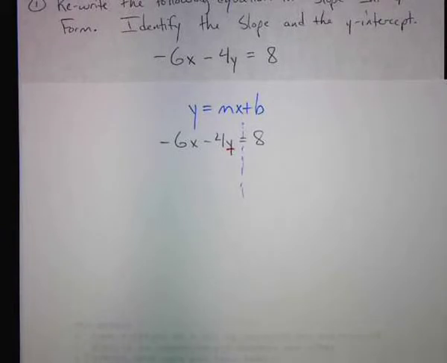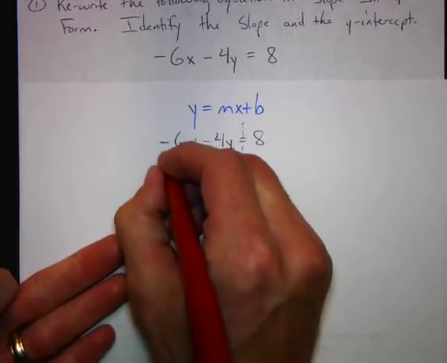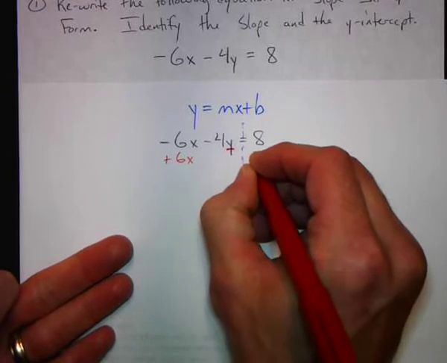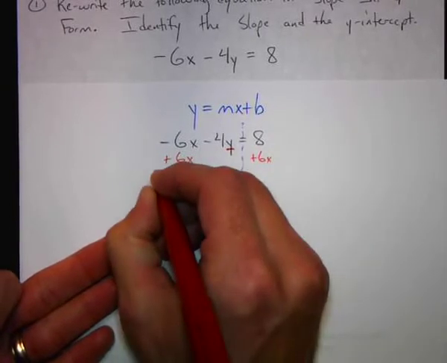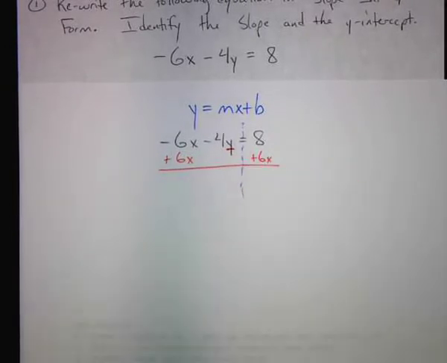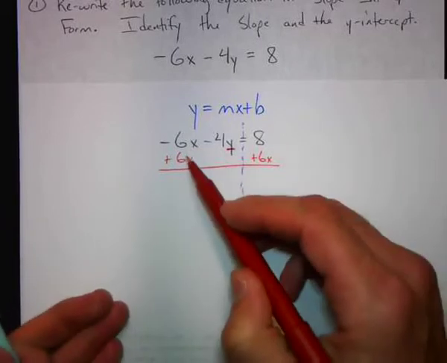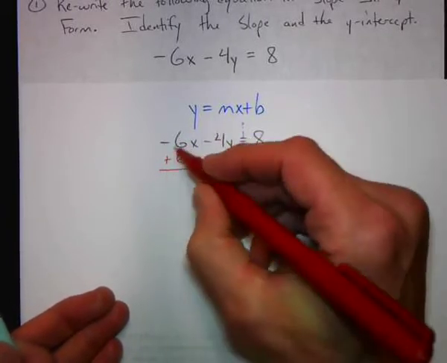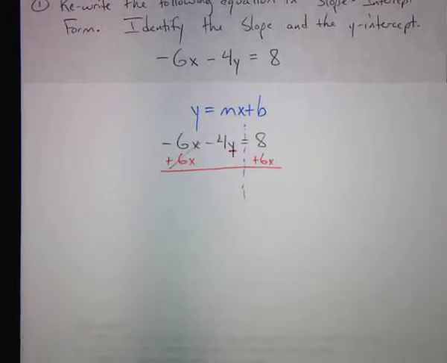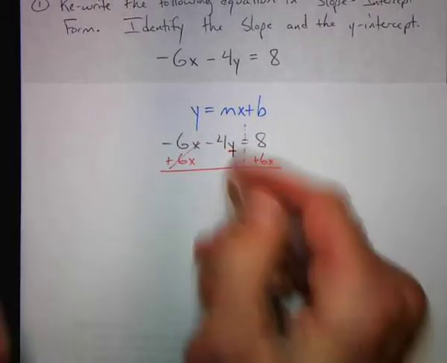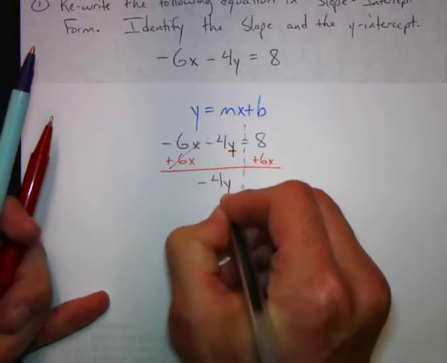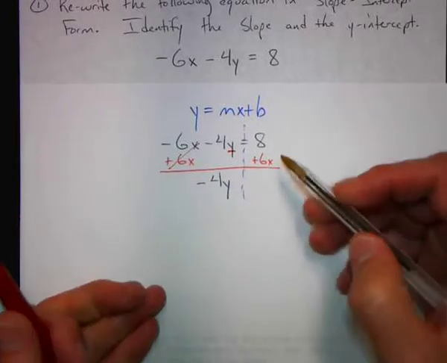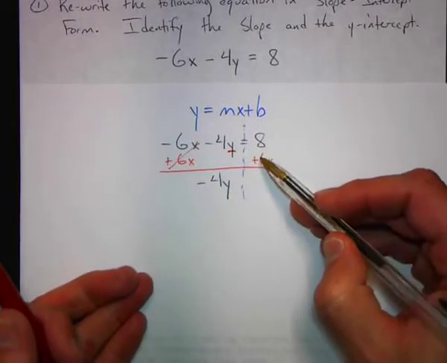And how do we undo a minus 6x? Well, we add 6x to both sides. And when we add 6x to both sides, it is undone here. You'll see minus 6x plus 6x cancels completely out. And what we're left with on the left-hand side is negative 4y. On the right-hand side, we're left with 8 plus 6x.